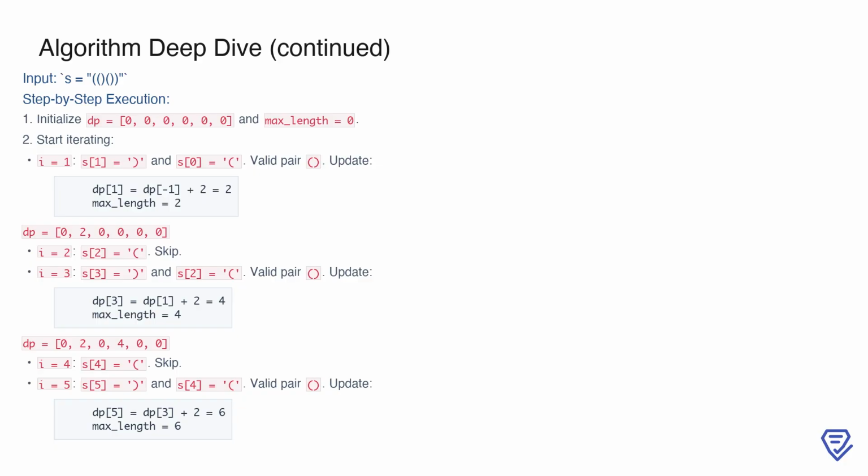At index 4, the character is an opening parenthesis, so we skip it. At index 5, the character is a closing parenthesis, and the previous character is an opening parenthesis, forming yet another valid pair. We update DP 5 to 6 by adding 2 to DP 3, and max_length becomes 6. This step-by-step process demonstrates how we iteratively build the solution.